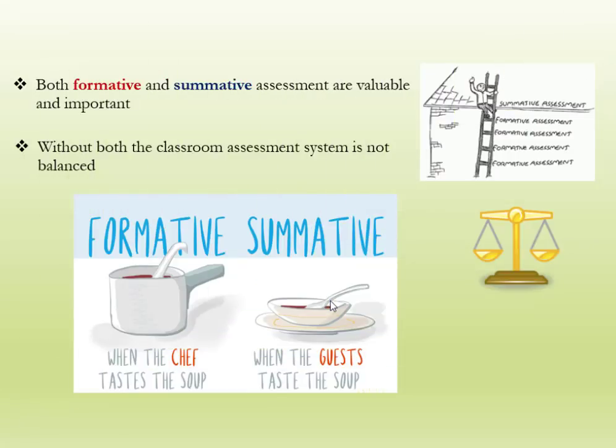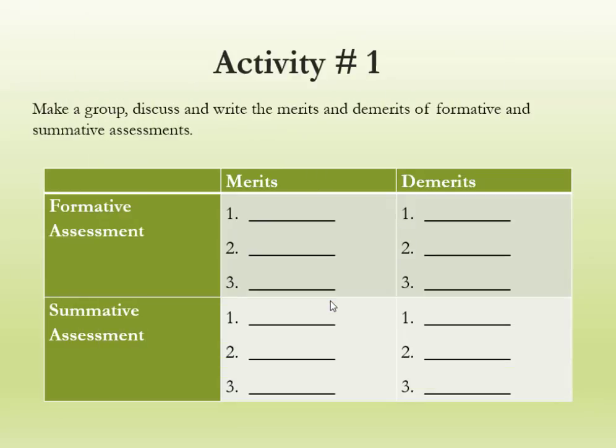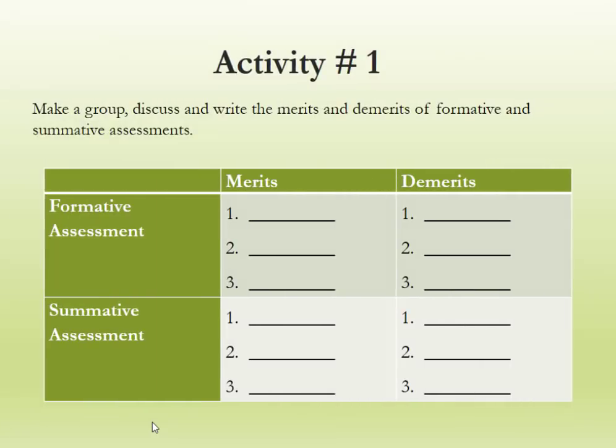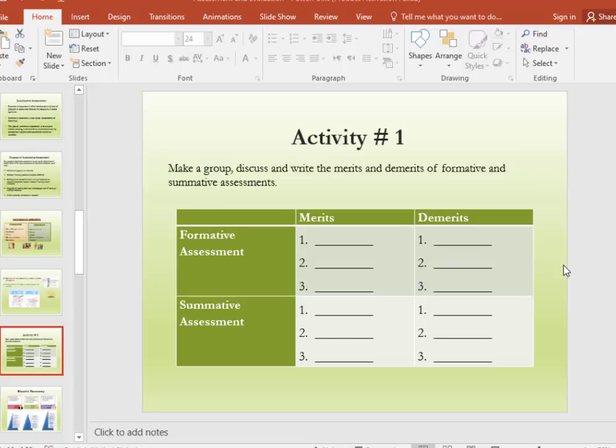So this is the activity I would like you to take at home and do as a group discussion: the merits and demerits of formative and summative assessment. Write at least 3 merits and 3 demerits of formative assessment, and 3 merits and 3 demerits of summative assessment. Make sure you do not write the merits and demerits of general or overall assessment. Simply write the merits and demerits of formative assessment and summative assessment. This is the activity I want you to do at home.